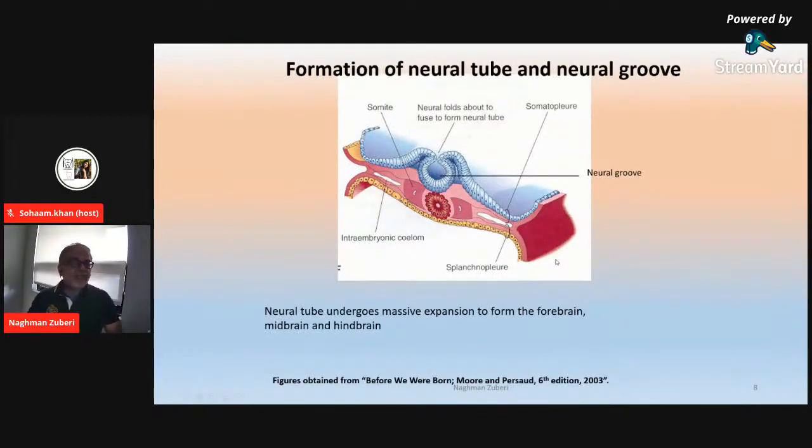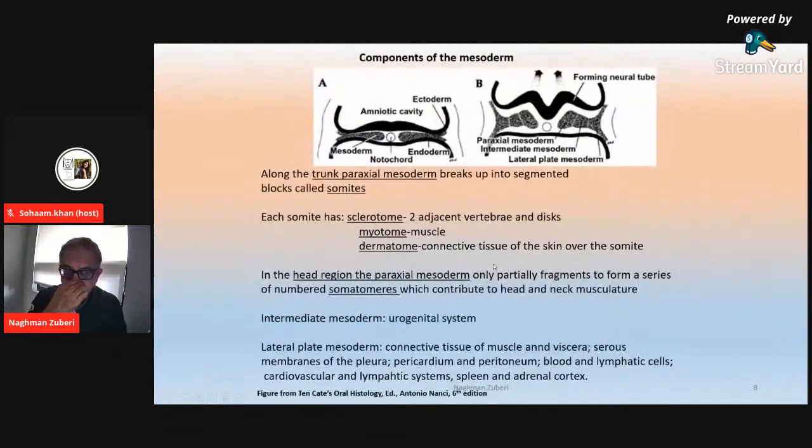Now, here the neural crest starts appearing. The neural tube undergoes massive expansion to form the forebrain, midbrain, and the hindbrain. This is the neural groove.